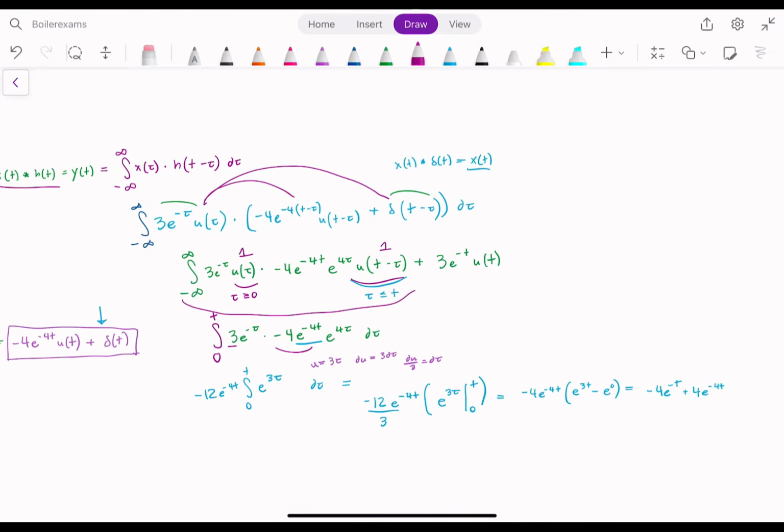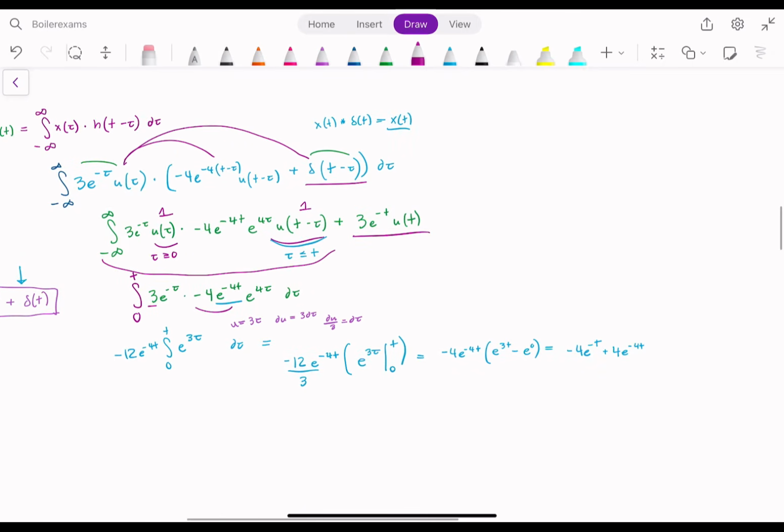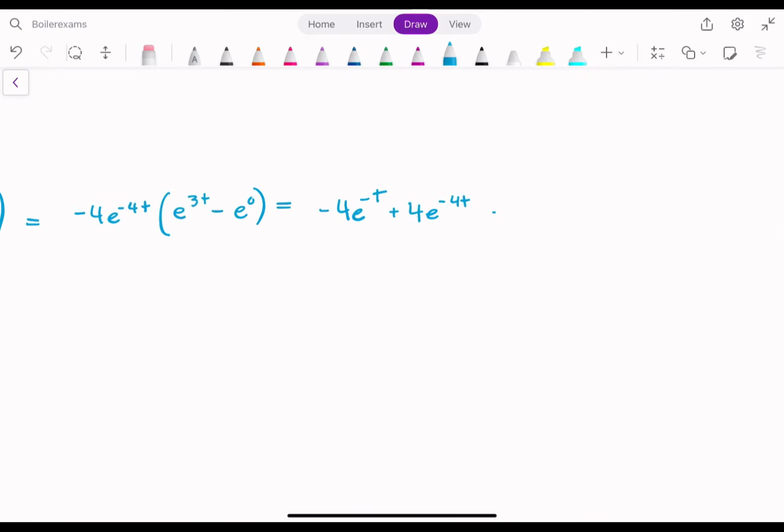And then we also have this plus 3e to the negative t term, which is coming from this extra little Dirac delta function that we have that we multiply by our input within this convolution integral. And by the time shifting property, it just returns the input. So when we do that, we now add this 3e to the negative t term. And all of these are multiplied by the unit step function.